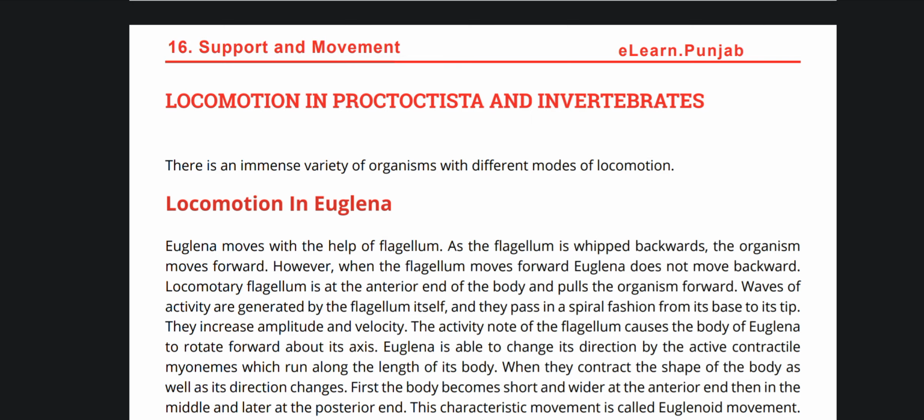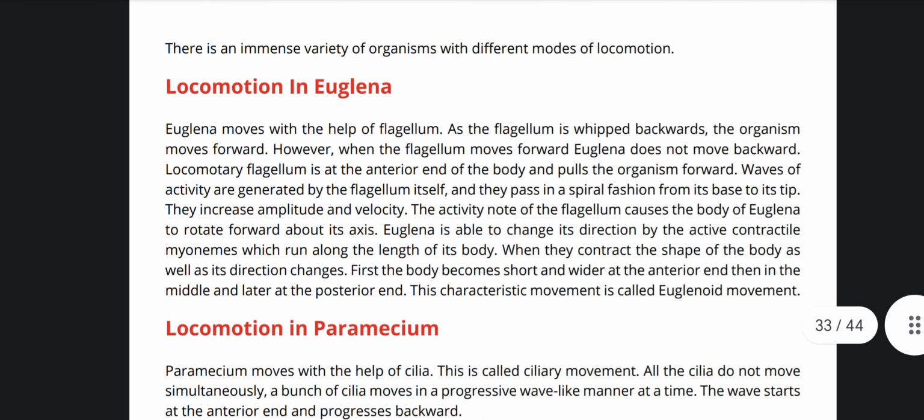Let's see the locomotion in Protoctista and invertebrates. There's an immense variety of organisms with different modes of locomotion. Locomotion in Euglena. Euglena moves with the help of a flagellum.